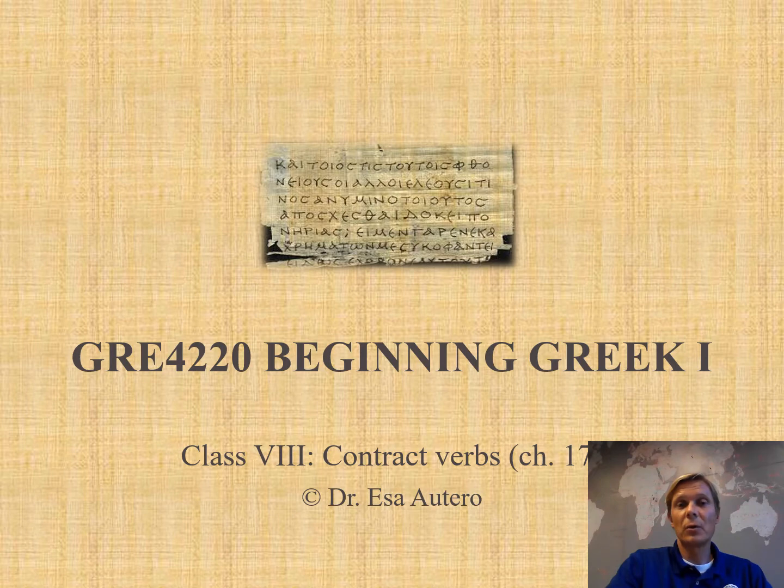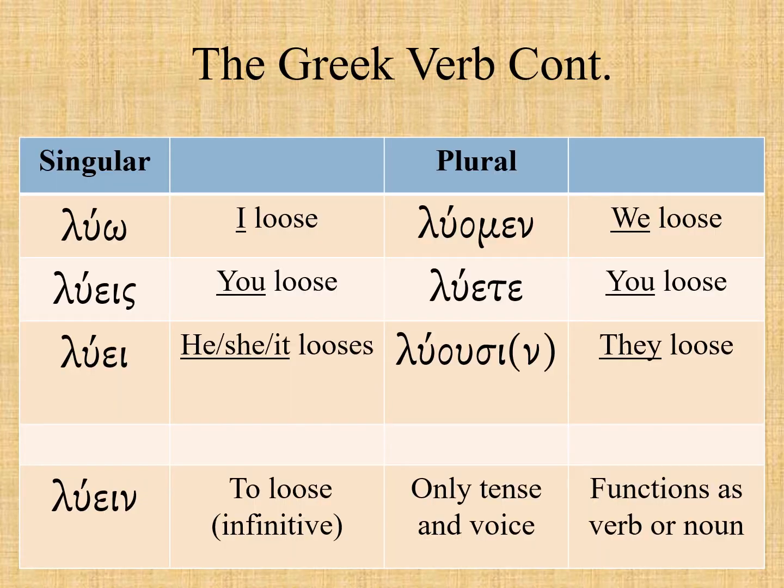Today we're going to look at the contract verbs. Let's see how it's different from our regular active indicative verbs. So this is the chart that we already learned, the present active indicative verbs. You can see luo, lueis, luei, luomen, luete, and luousi.